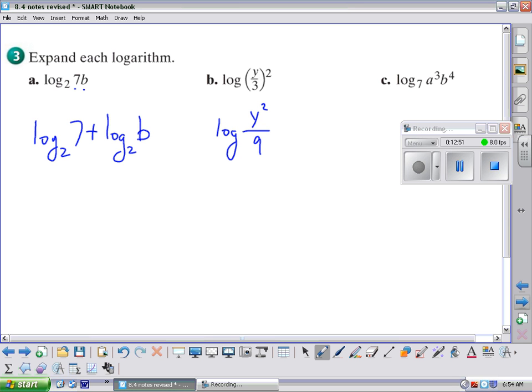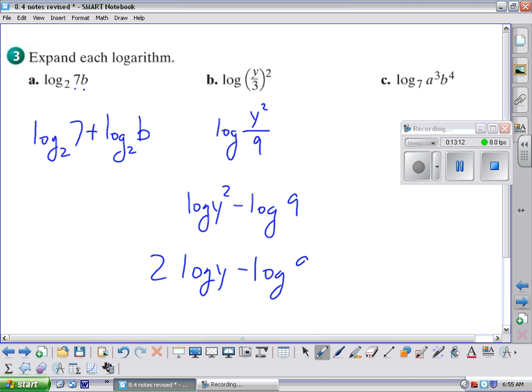So now division speaks to subtraction. So I got log y squared minus log 9. And we're recognizing that this 2 needs to come out by the power rule, and I got 2 times the log of y minus the log of 9. Okay? All right.